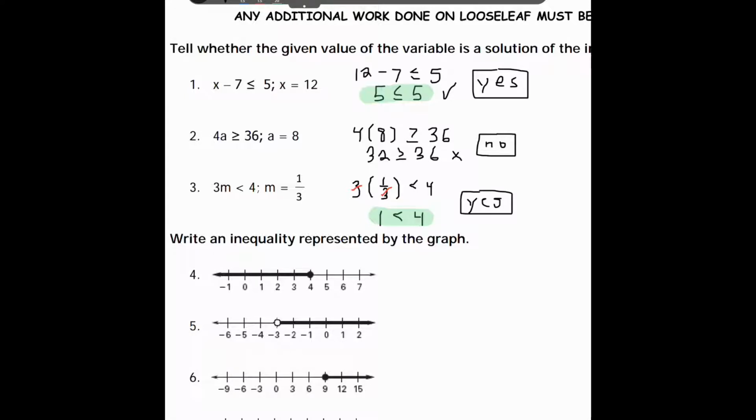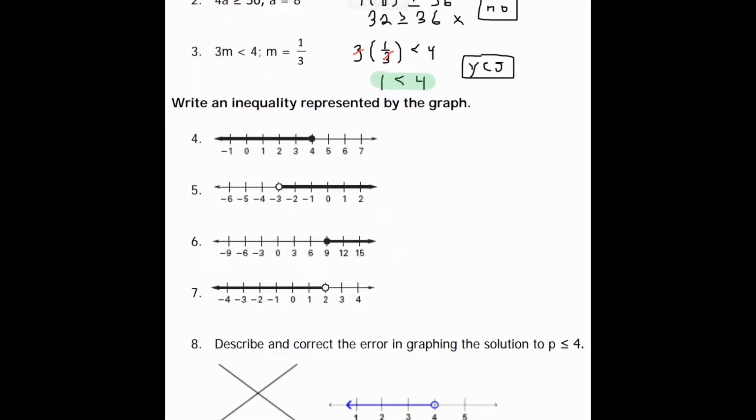All right, next section. Write an inequality represented by the graph. All right, number 4. We have a filled-in circle at 4, and our ray is pointing to the left. So x is going to be less than or equal to 4. Remember, that value 4 needs to be where our circle is located, and we know that it has to be a less than or equal to symbol because it's a filled-in circle pointed to the left.